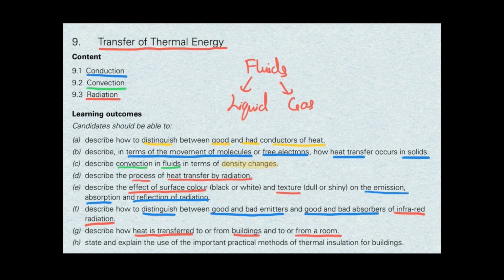Okay, lastly, it wants us to explain the use of important practical methods. Okay, important practical methods of what? Of thermal insulation for buildings. So this is the basics for transfer of thermal energy, what the examiner wants us to learn, and inshallah we'll learn each and everything regarding this topic.